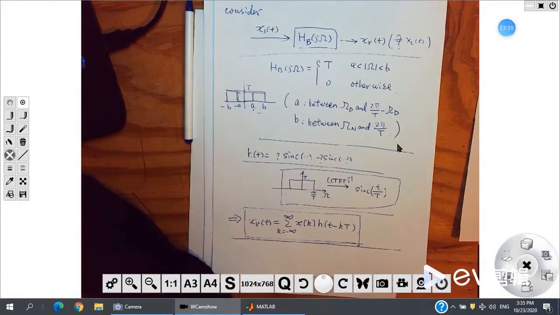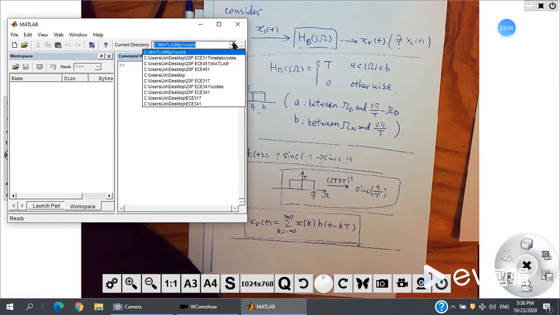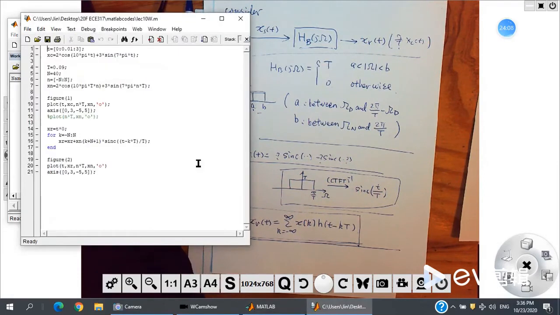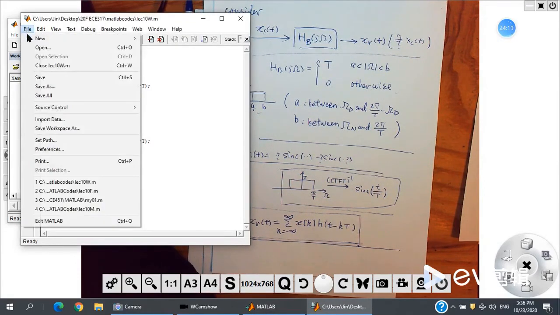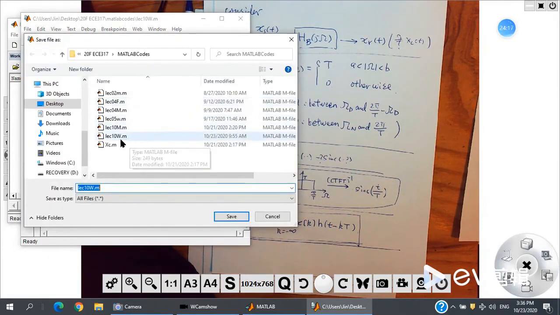Okay, let me go to MATLAB. Last time we had an example, right? I still use that one. Let me go to ECE317. That is from lecture 10, Wednesday's class. We have this one. Let me edit it. That means I open it and save it as a different file for today's class. So this is 10F. Alright, today is Friday, so I just use the 10F.